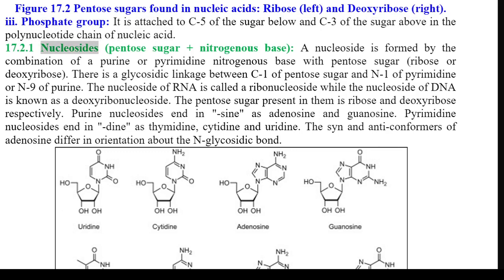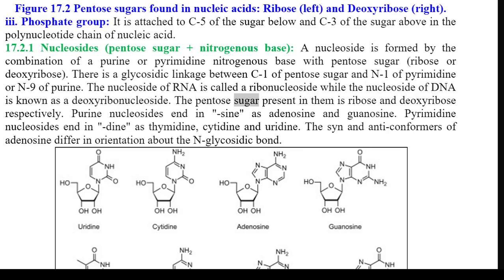17.2.1 Nucleosides. Pentose sugar plus nitrogenous base. A nucleoside is formed by the combination of a purine or pyrimidine nitrogenous base with pentose sugar, ribose or deoxyribose. There is a glycosidic linkage between C1 of pentose sugar and N1 of pyrimidine or N9 of purine. The nucleoside of RNA is called a ribonucleoside, while the nucleoside of DNA is known as a deoxyribonucleoside.